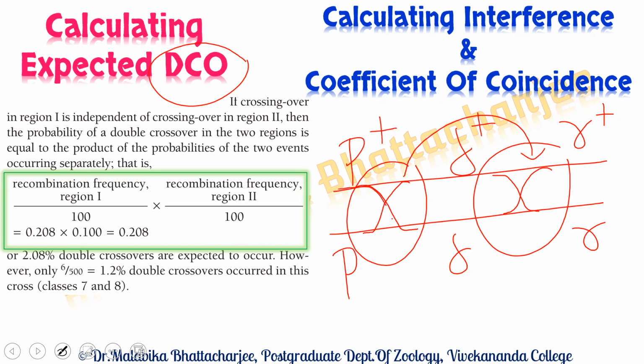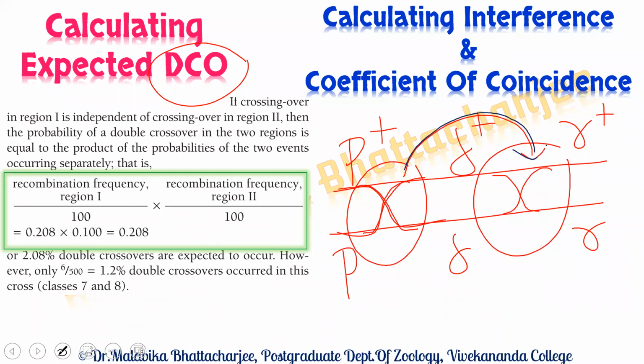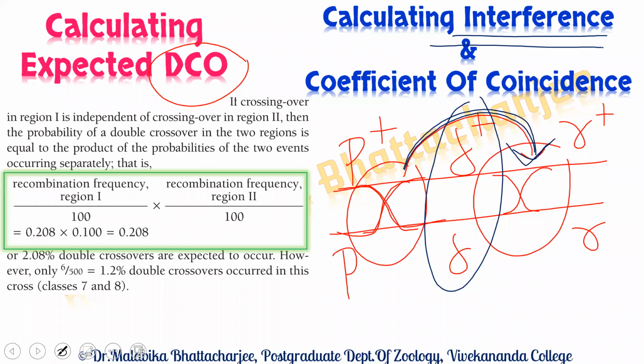Because if there is a chiasma formation and crossing over event occurring here, this phenomenon will have a tendency to interfere with this second crossing over occurring between J and R, because remember, in both the crossing overs, J is being involved. So whenever there is this tendency to interfere with the crossing over, this is known as interference.